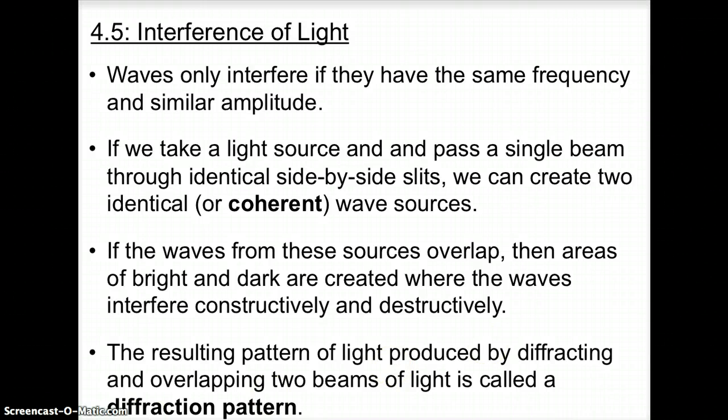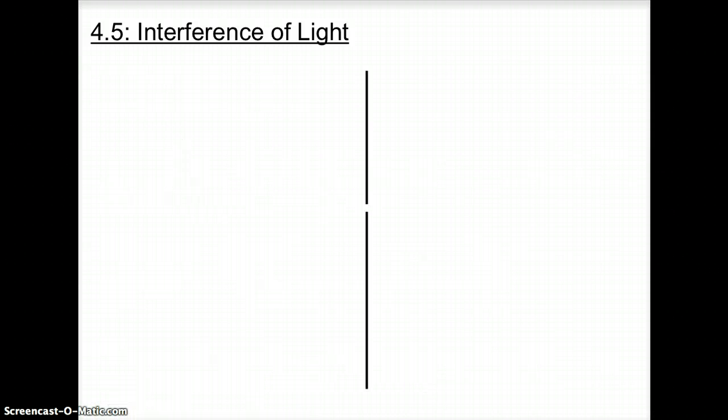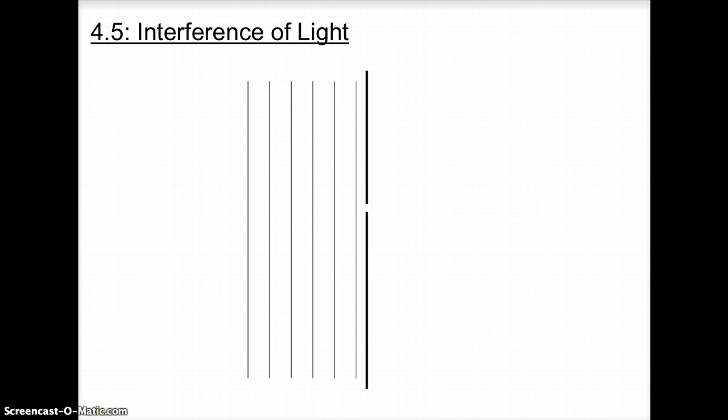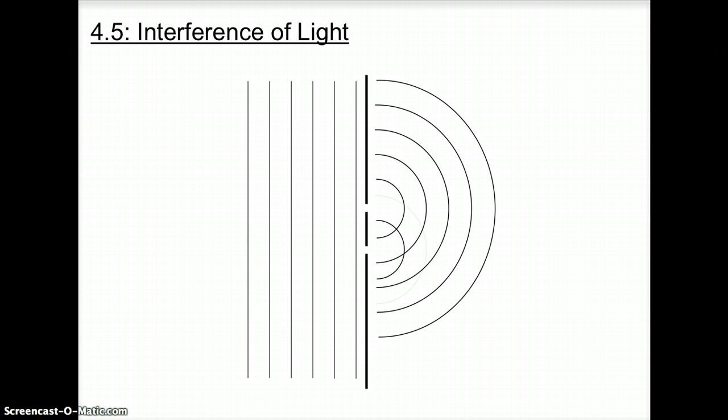And that pattern of bright spots and dark spots is called a diffraction pattern. So here we go. This is the normal scenario we know. The wave hits and it diffracts like that. But whoops, now imagine, I got ahead of myself. Now imagine we're going to put a second slit right here. What happens as the waves hit the slit?